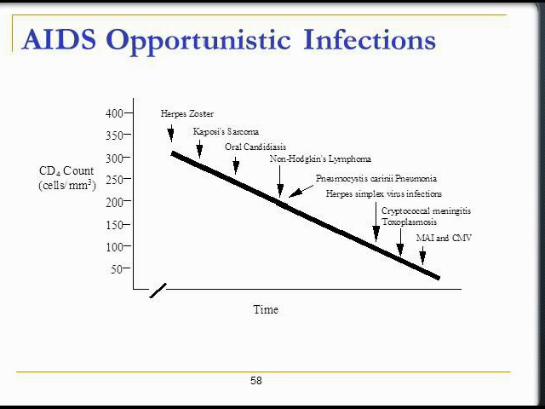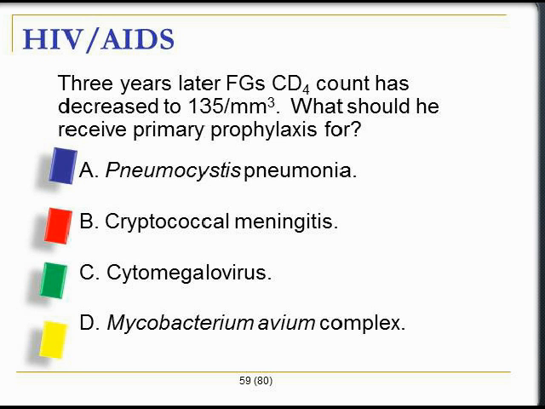This graph is figure 1 on the top of page 58, and it just goes over when you start to see these infections based on CD4 counts. And that does have an impact as far as therapy is concerned, and especially important as far as prophylaxis is concerned. So 3 years later, FG's CD4 count has decreased to 135. What should he receive primary prophylaxis for? Pneumocystis pneumonia, cryptococcal meningitis, CMV, or Mycobacterium avium.